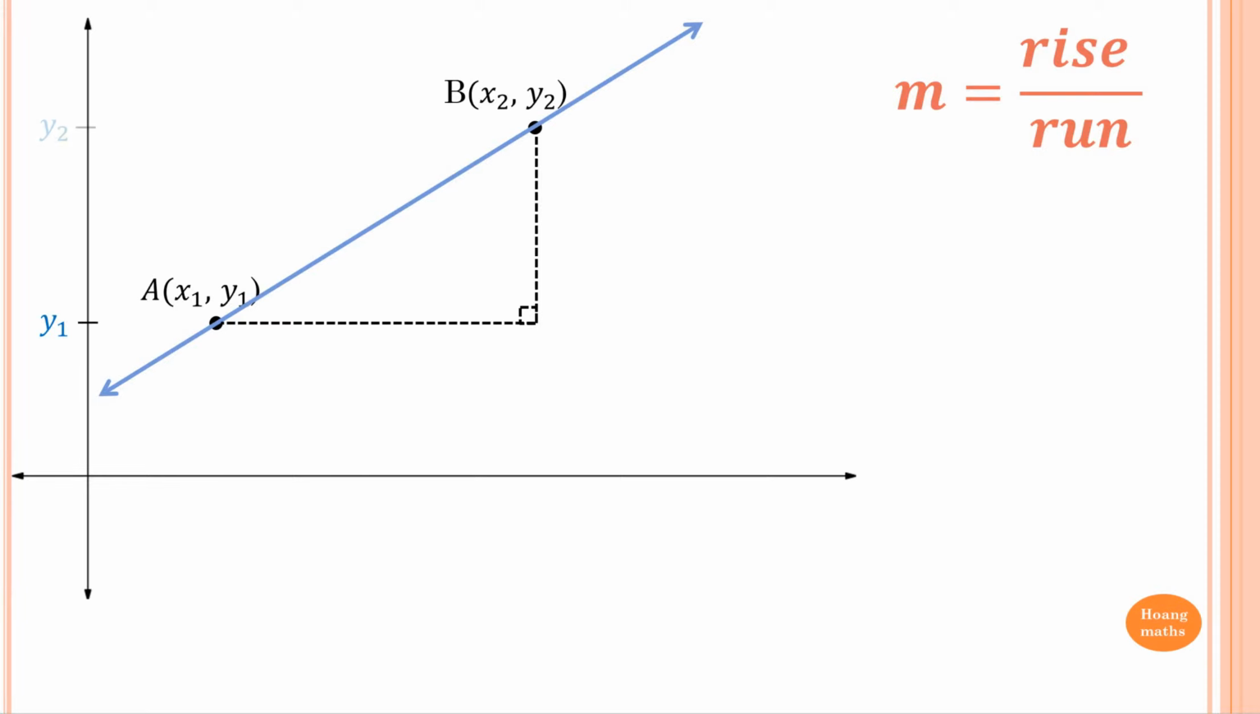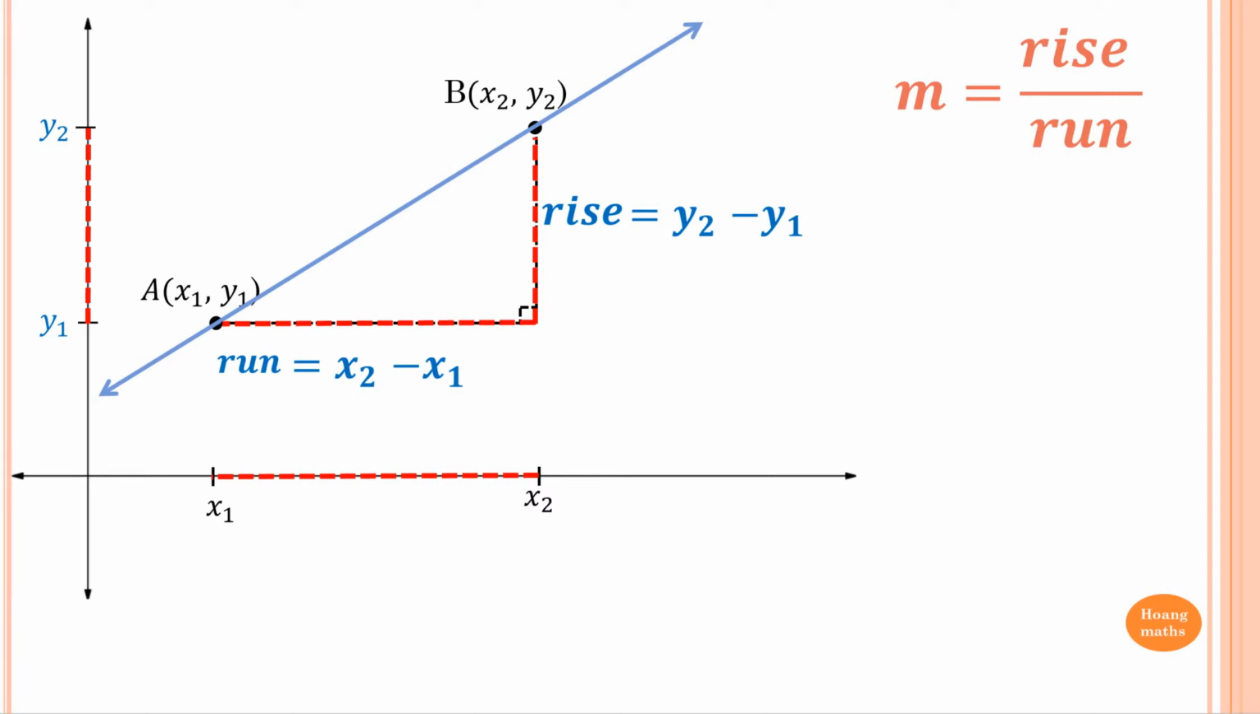The vertical rise is between y2 and y1, so the rise is y2 minus y1. The horizontal run is between x2 and x1, and the distance of it is the run, which is x2 minus x1. Therefore, rise over run will be y2 minus y1 over x2 minus x1. So that is the gradient.